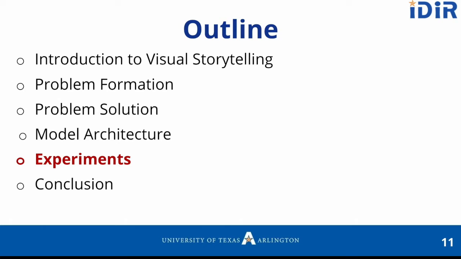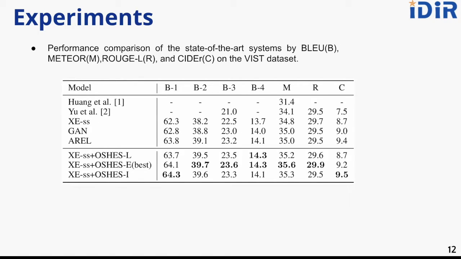The next is our experiment. First, we compare our model with the state-of-the-art systems on 4 metrics: BLEU 1, 2, 3, 4, METEOR, ROUGE-L and CIDEr. We have 5 baselines, and then we try the linear decay, exponential decay, and the inverse sigmoid decay. And we find that the exponential decay has the best performance if we set the parameters properly, which means you just need to slightly change how the model trains to improve the performance slightly.